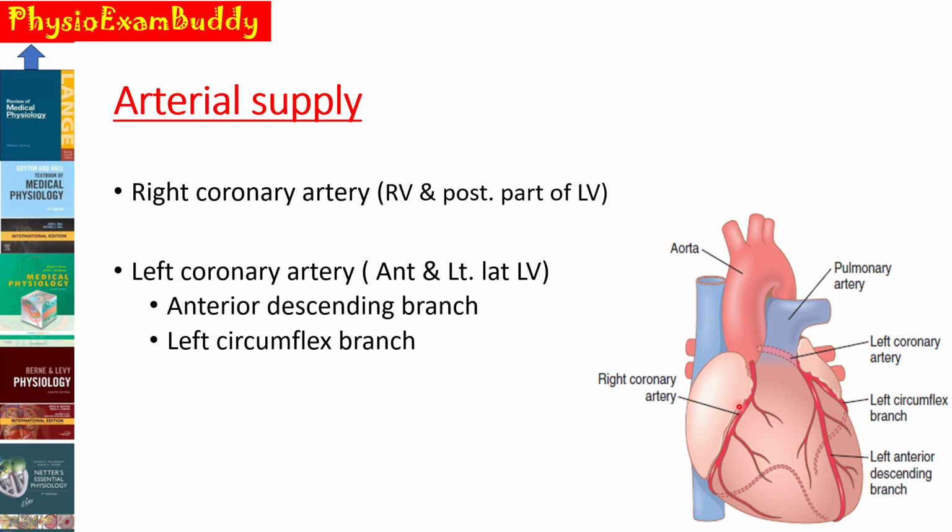The right coronary artery mainly supplies the right ventricle as well as the posterior part of the left ventricle. Whereas the left coronary artery, by dividing into an anterior descending branch as well as a left circumflex branch, supplies most of the anterior as well as lateral portion of the left ventricle.